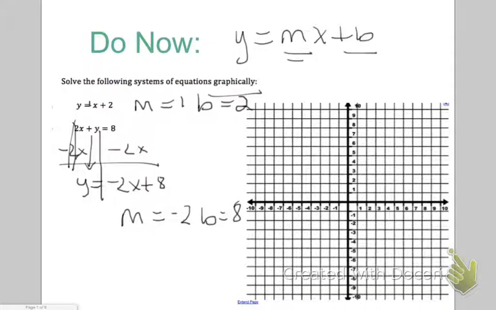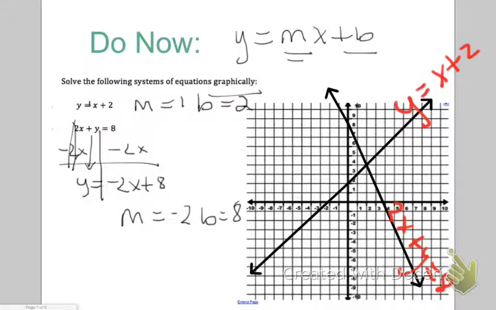So take a moment to graph both of these lines if you have not done so already, and unpause this video for the solution. So as we can see, the point of intersection of these two lines is at 2, 4. Remember to write your final answer as an ordered pair and to label each line with its respective equation.